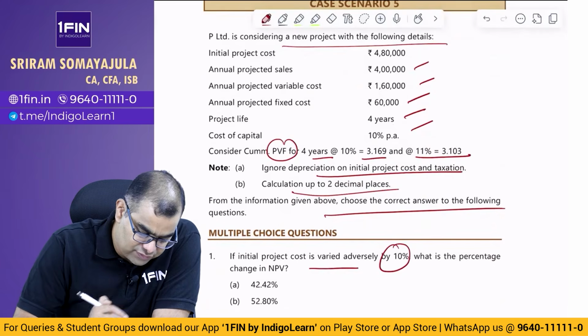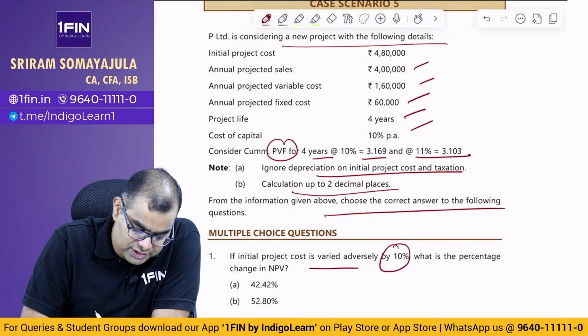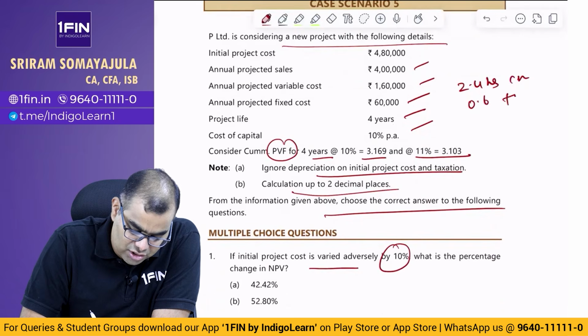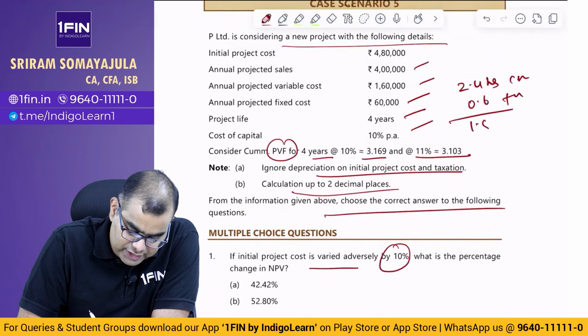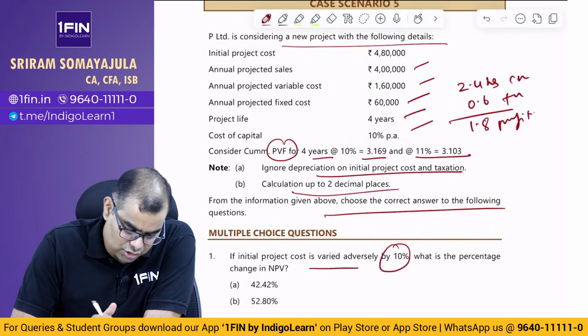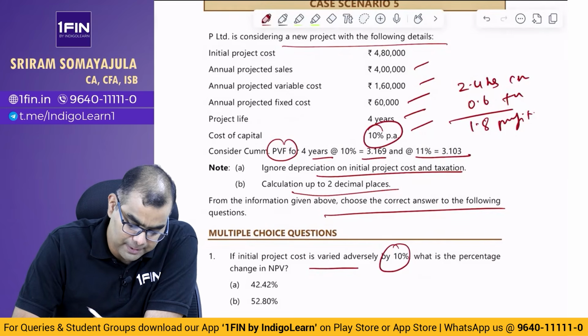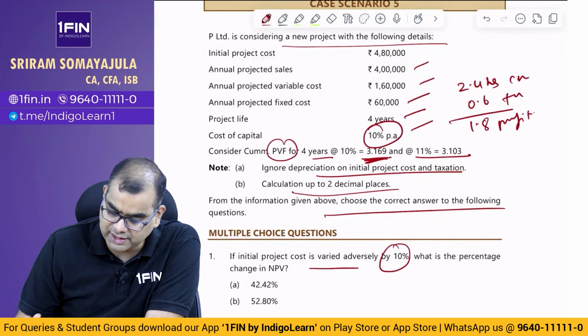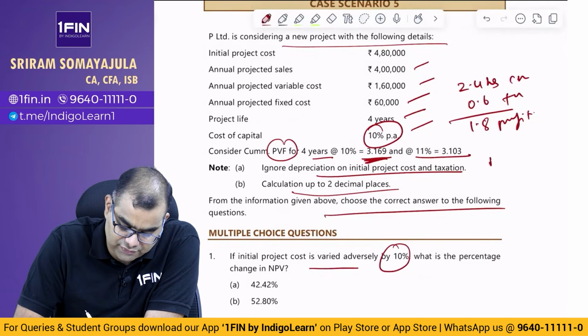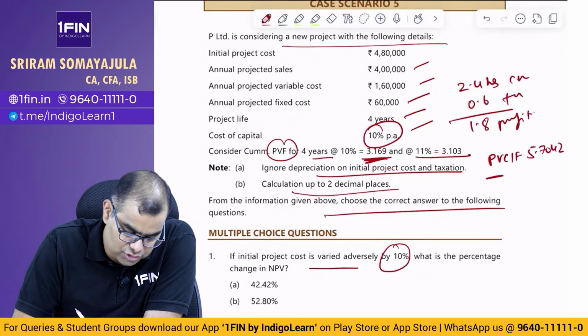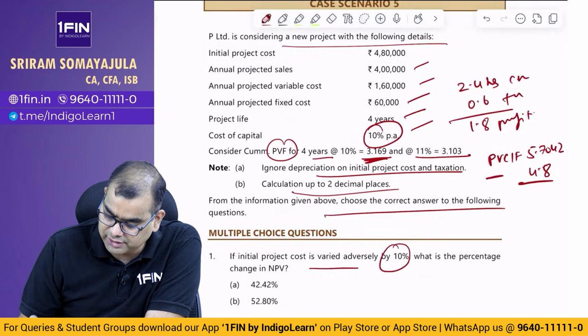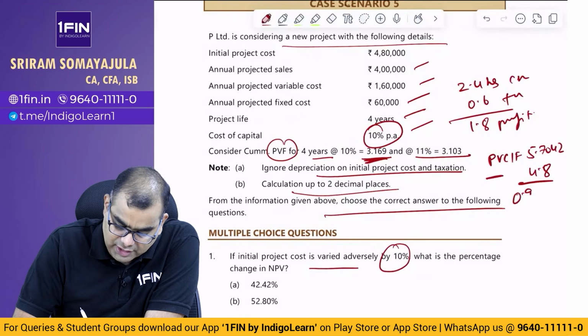Now, if the sales are 4 lakhs and variable cost is 1.6, so 2.4 lakhs is contribution, 0.6 is fixed cost. So 1.8 is profit, cost of capital is 10%. So at 10%, 3.169, 1.8 into 3.169 will give you the present value of cash inflows as 5.7042, minus outflows of 4.8, which makes NPV 0.9042.